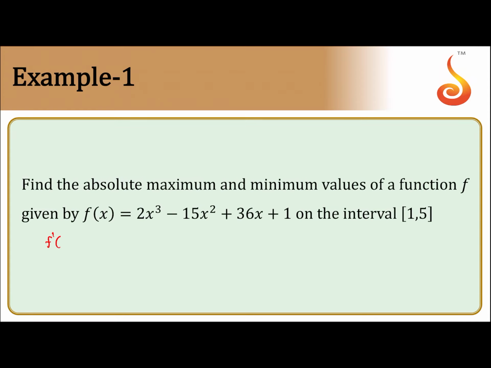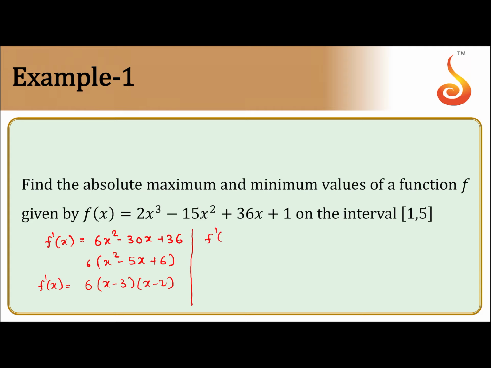f'(x) = 6x² - 30x + 36. We take 6 common: x² - 5x + 6. This will give you f'(x) = 6(x - 3)(x - 2). It means we are getting a horizontal tangent, f'(x) = 0, at x = 2 and x = 3.